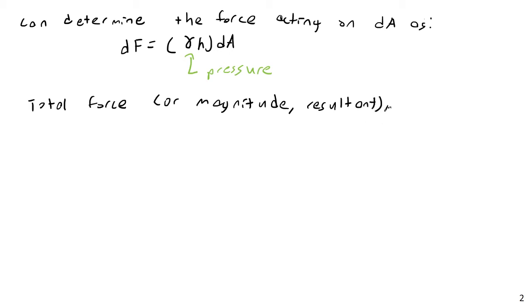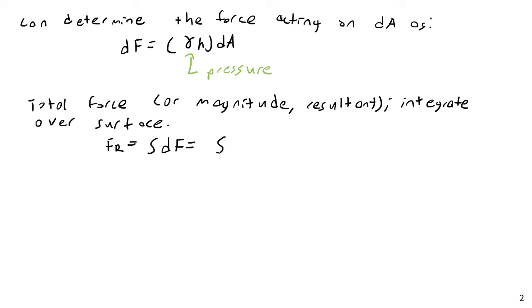We simply integrate over the surface. So FR is equal to the integral of dF, which is the area integral of gamma h dA. I just add an integral to both sides, and I get the area integral.